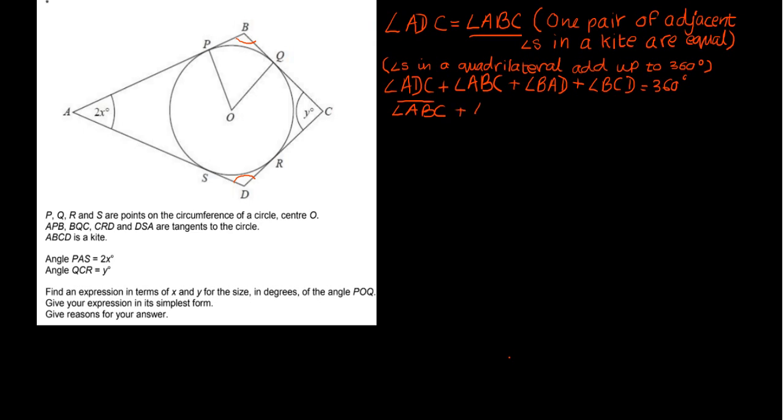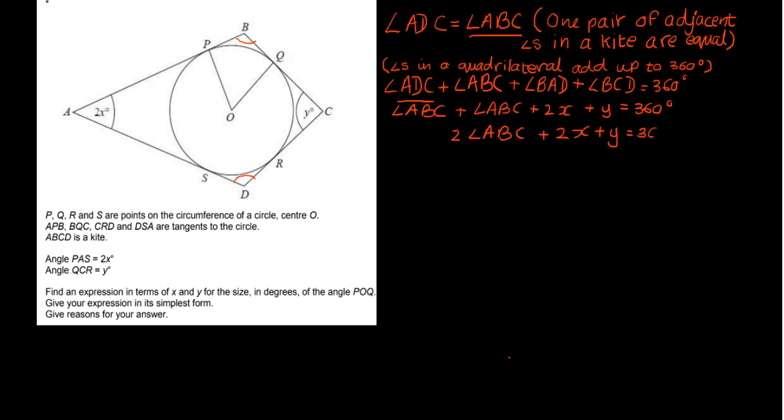I'm going to leave that as it is, plus angle BAD. What's BAD? It's 2x, plus angle BCD. Where's BCD? It's y, is equal to 360 degrees. So I can say 2 lots of angle ABC plus 2x plus y is equal to 360 degrees.